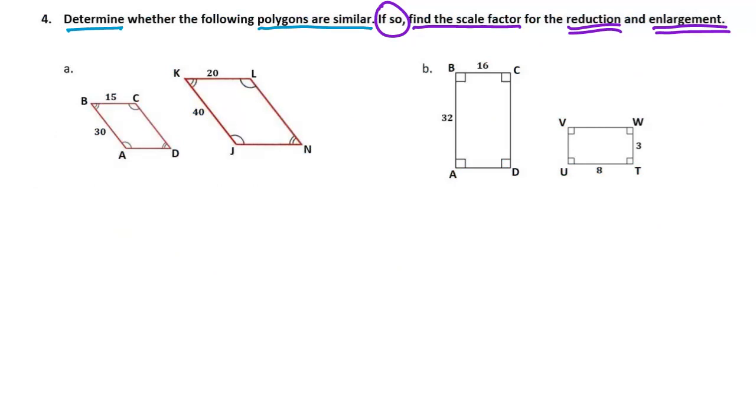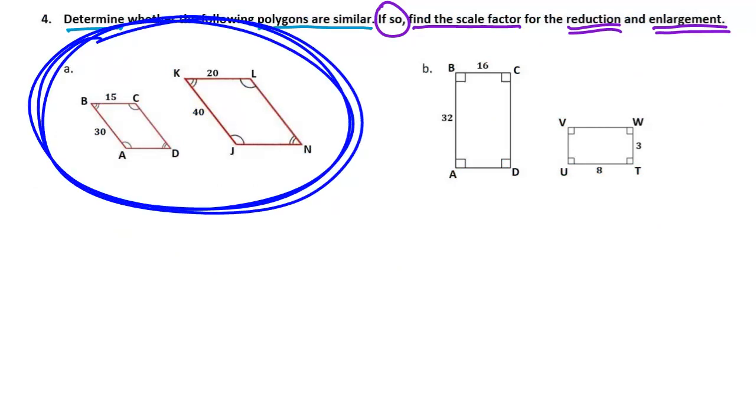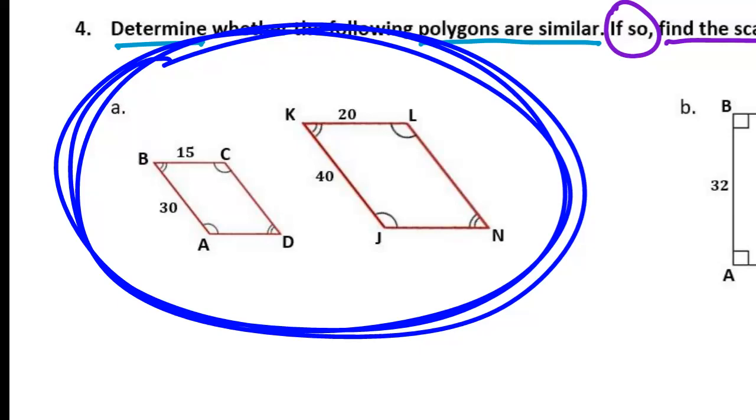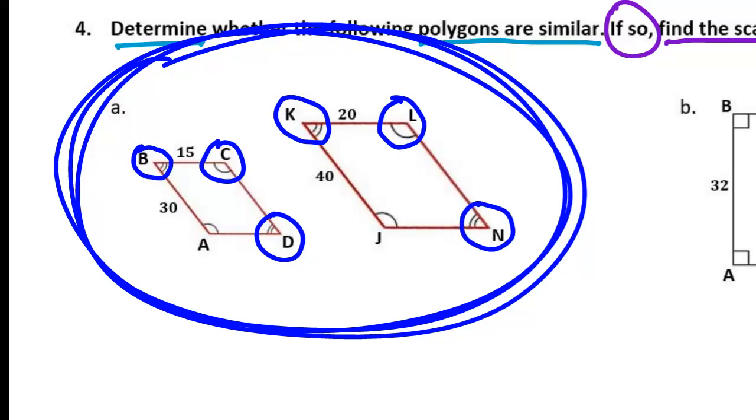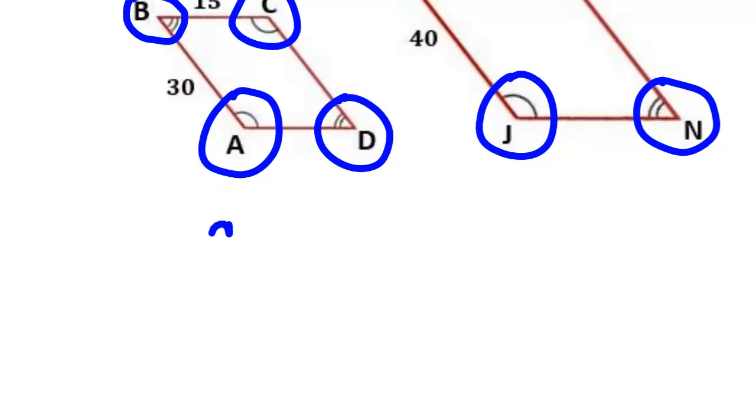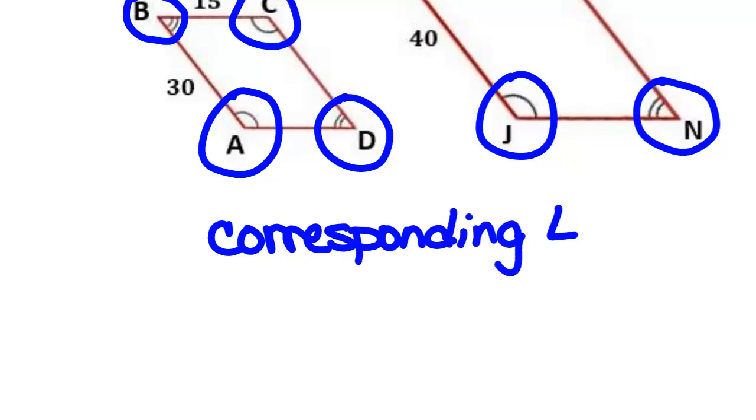So let's go back and look at our 2 figures here. I'm looking at this, part A. I usually check for corresponding congruent angles first, because usually that's more of a visual check. I don't have to set up any fractions. I don't have to reduce things. I don't have to grab my calculator. Do we have corresponding congruent angles between these 2 figures? Yes. Angle B is congruent to angle K. Angle C is congruent to angle L. Angle D is congruent to angle N, and angle A is congruent to angle J. So we have corresponding congruent angles. So that meets one of my criteria right there.